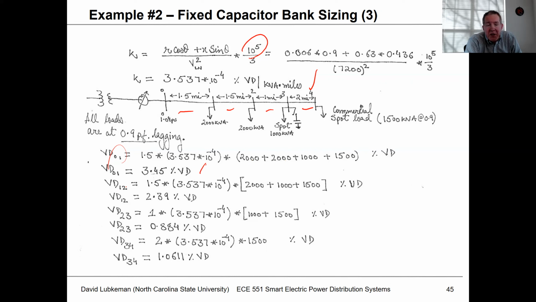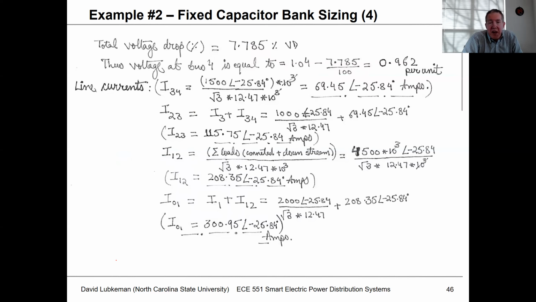Do a similar calculation for the voltage drop from 1 to 2. Again, I've got less load on here, so I'm going to have less voltage drop. I'm doing voltage drop from 2 to 3 and also from 3 to 4. And if you want to find the net effect, you can simply add all that up. Then at bus number 4, we're going to see 1.04 minus 7.785%.